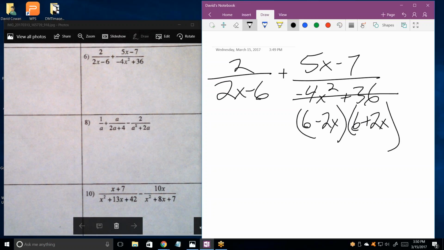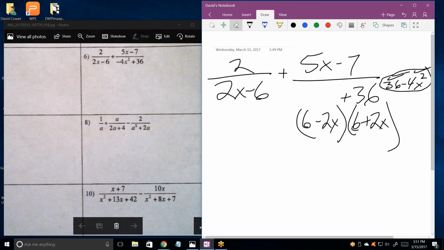Wait, is that how you would write it? Notice that this is 36 minus 4x squared. I'm going to call it the difference of perfect squares. So I'm going to factor it as the square root of that minus the square root of that, times the square root of that plus the square root of that. Okay? And then let's cross that out and leave this as my denominator.